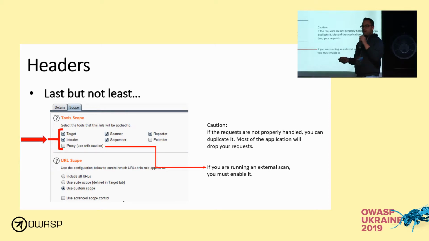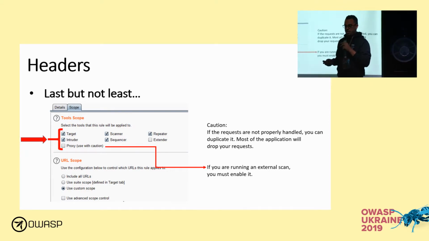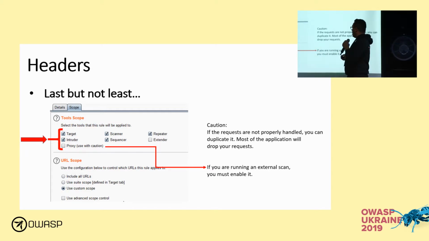Also, if you are using some scanner to go through Burp and to add these headers, it must be checked. Why?